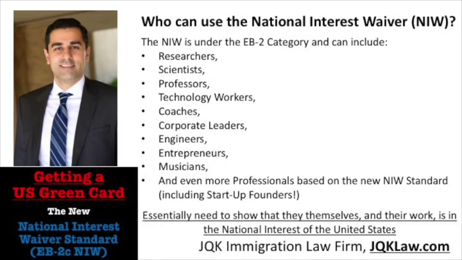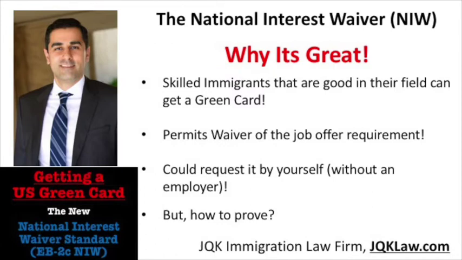Who can use the National Interest Waiver, NIW? The NIW is under the EB-2 category and can include researchers, scientists, professors, technology workers, coaches, corporate leaders, engineers, entrepreneurs, musicians, and even more professionals based on the new NIW standard, including startup founders. Essentially, the applicant needs to show that they and their work is in the national interest of the United States. The National Interest Waiver is a great visa category, especially for those that are skilled immigrants. It permits a waiver of the job requirement of other green card categories, and you could request it on your own without having an employer or an agent or a separate petitioner.